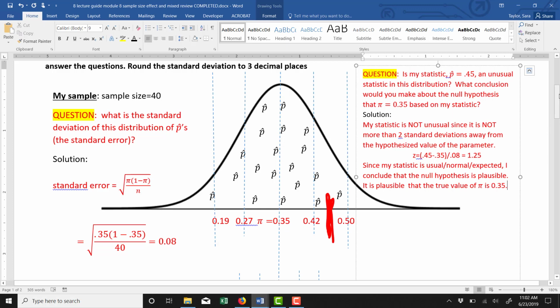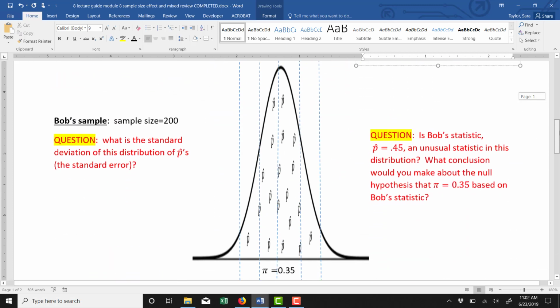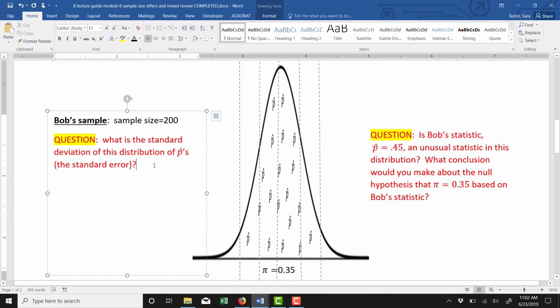Now remember, my friend Bob also did a sample, but Bob did a bigger sample. Bob's sample size was 200. This is Bob's null distribution. Notice it's still bell-shaped. It's still centered at the null hypothesis value, which is 0.35. And it says here, what is the standard error of the null distribution? What is the standard deviation of this distribution of sample statistics?